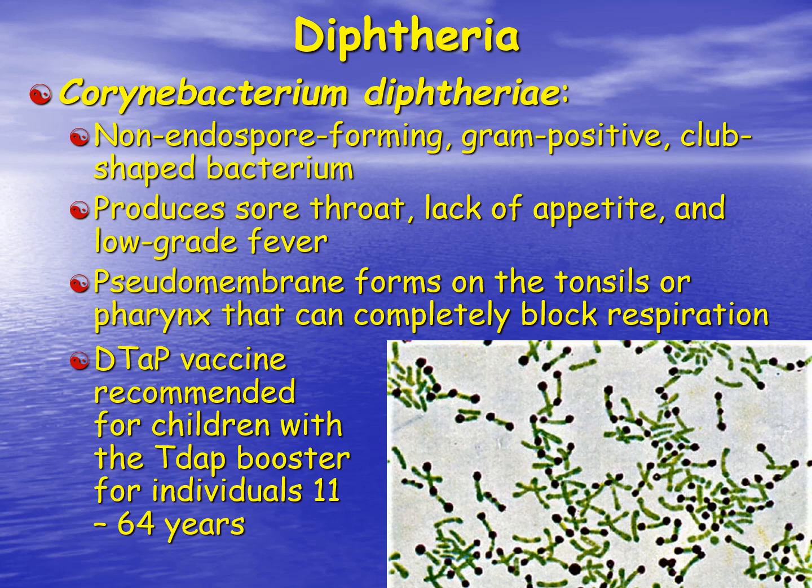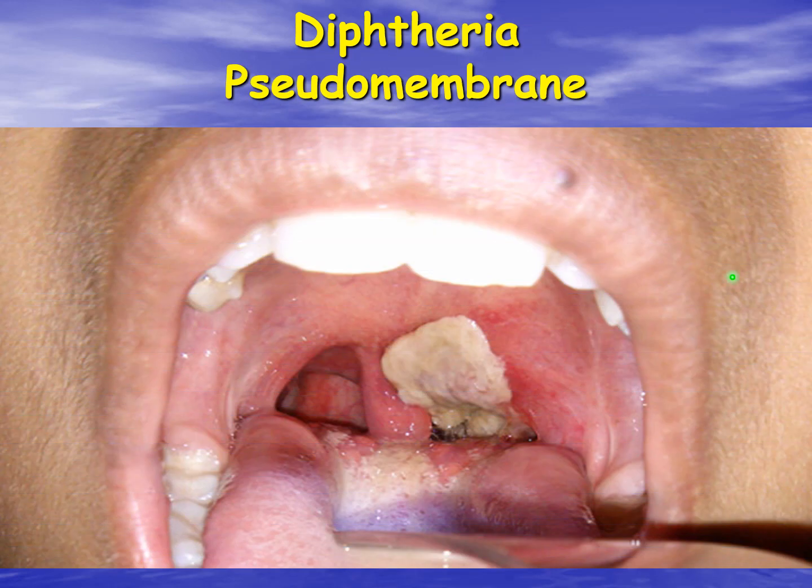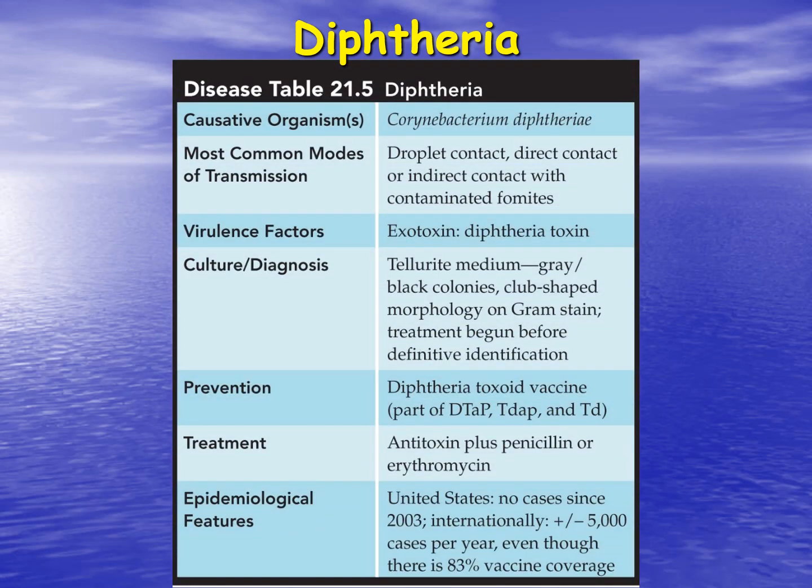The DTaP vaccine is recommended for children with the DTaP booster for individuals 11 to 64 years of age. So most of the time you're getting a DTaP because of the tetanus booster every 10 years, and that simply gives you also a booster for Corynebacterium diphtheriae. And this is that pseudomembrane. It's kind of a hard, thickened mass of mucus and just kind of yuck. And again, this could actually completely block the naso and oropharyngeal region. And this table's out of chapter 21.